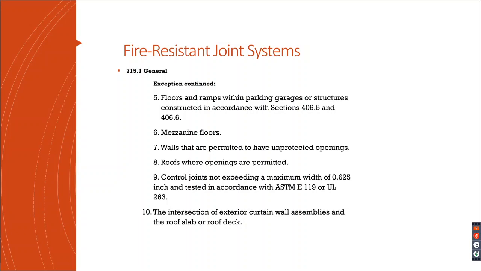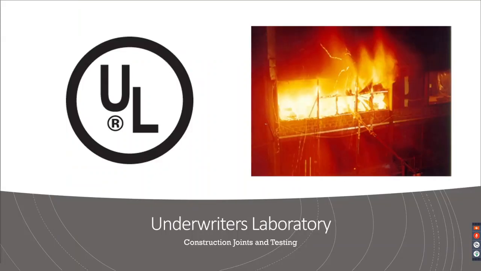So again, those control joints won't have to be protected as long as the maximum width is met, the 0.625, and it was tested as part of that assembly that it's in. So both criteria have to be there, not just the size. And then the intersection of exterior curtain wall assemblies and the roof slab or roof deck, which would be able to qualify there unless the roof had to be rated for another reason.